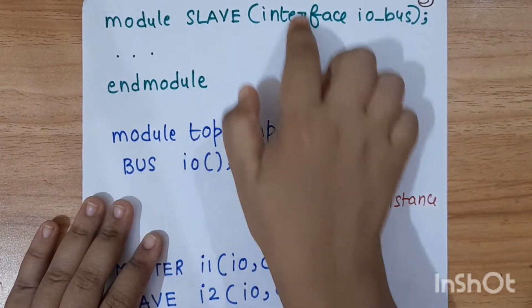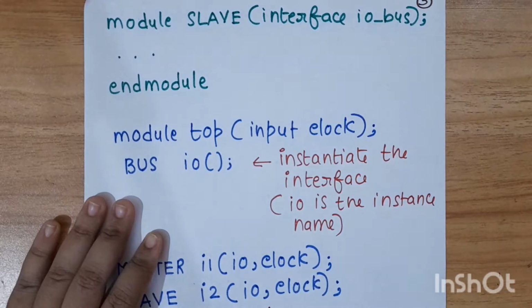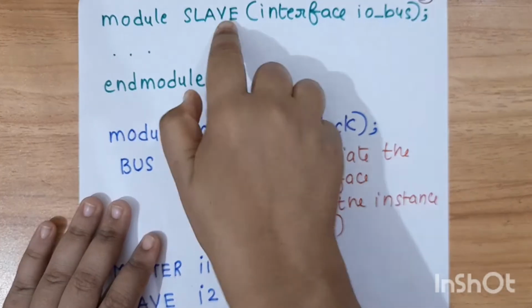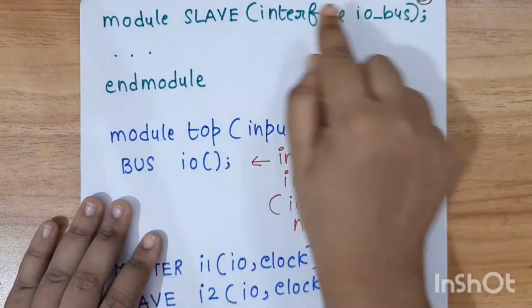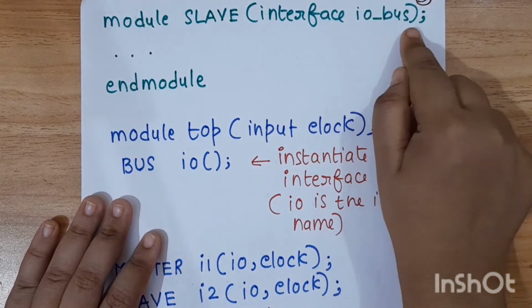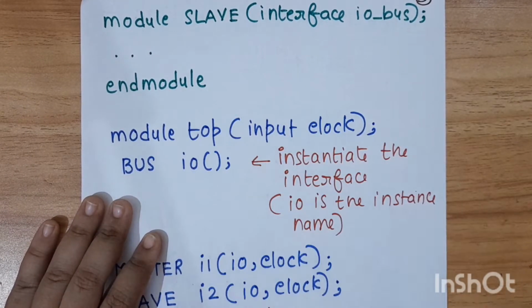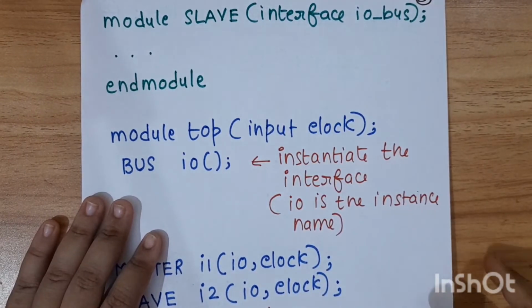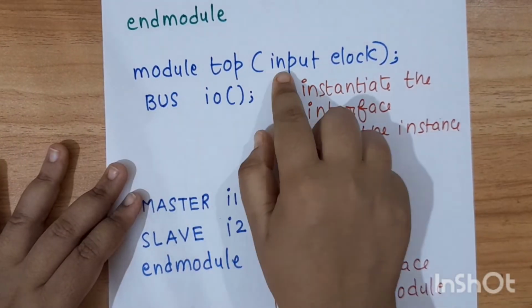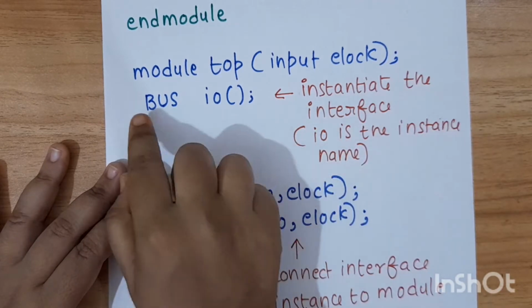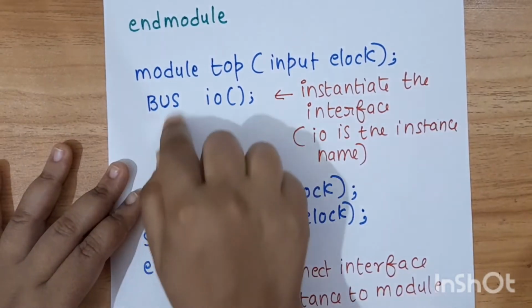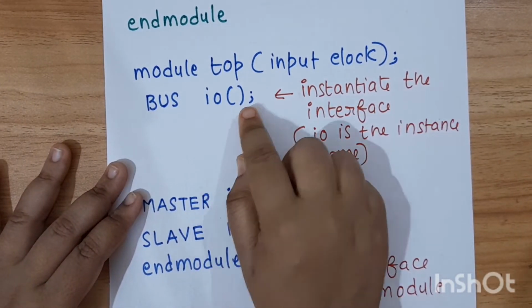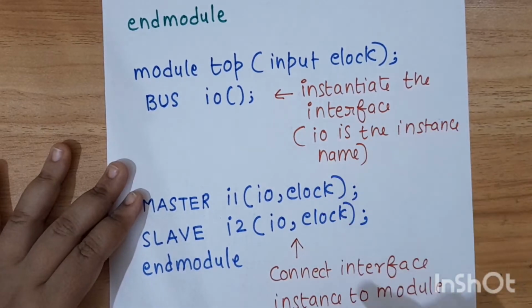Module slave, here is the module name, slave. Here also in the port list I have put interface io_bus; endmodule. Okay, io_bus is of interface type. Now in the top module, module top, input clock; bus is now instantiated here: interface bus io; instantiate the interface.